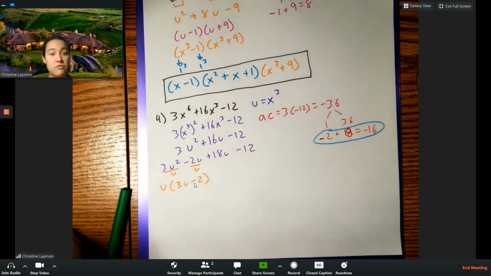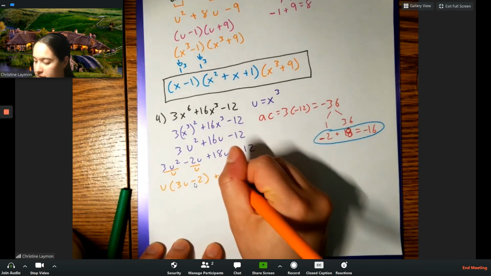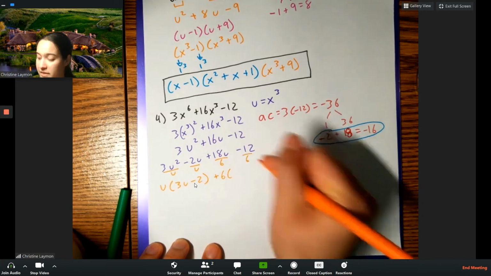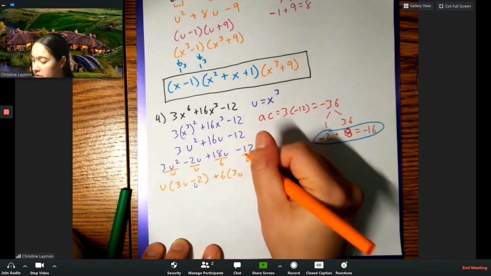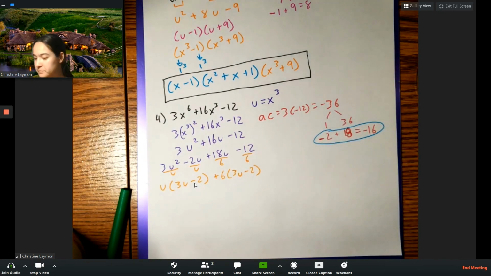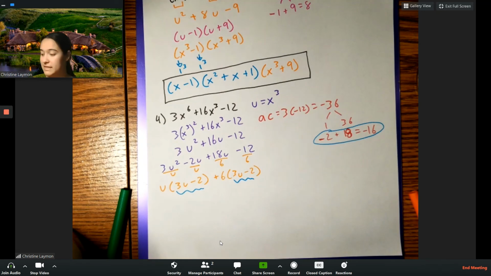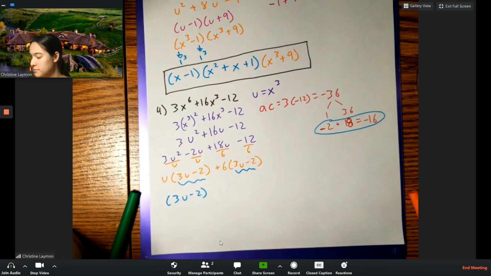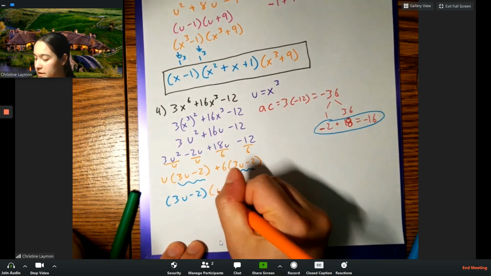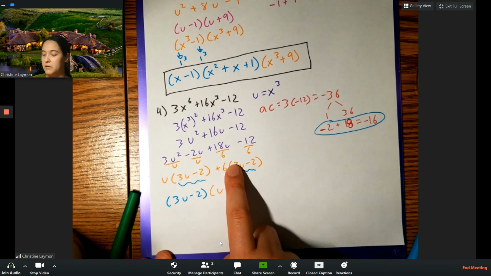Do the same thing over here. This time, they both have a 6 in common. I'm going to pull out a 6, divide that by 6, divide that by 6. 18 divided by 6 is 3, so 3, and then a u, divide this, and I get negative 2. And again, that's what I'm hoping for. I want these insides to be the same. I'm now going to factor those insides out of this. I have 3u minus 2. What I'm left with is u plus 6. Again, if I take it out of here, I'm left with a u. Take it out of here, I'm left with a 6.